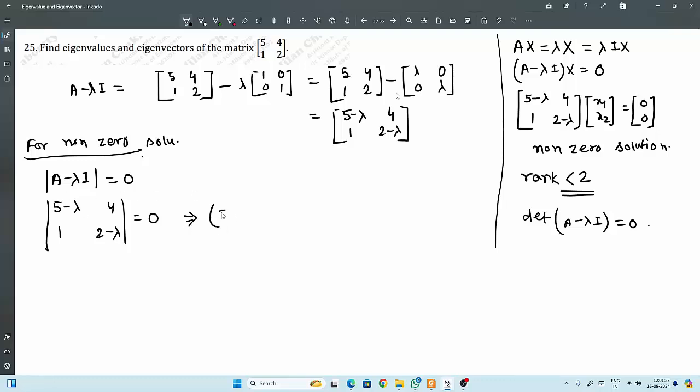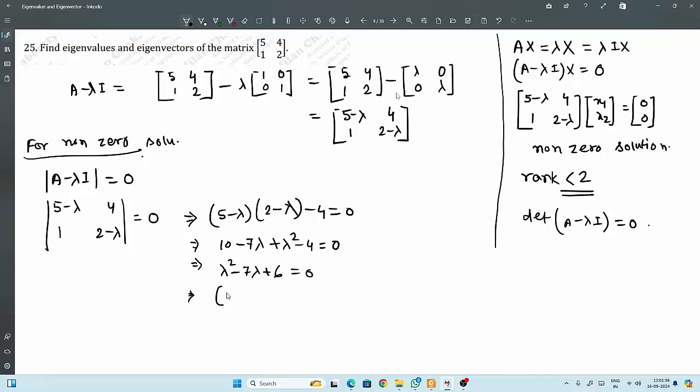Now calculate the determinant. It will be (5 minus lambda)(2 minus lambda) minus 4, and this value is equal to 0. That means it is 10 minus 7 lambda plus lambda squared minus 4 equal to 0, so it will be lambda squared minus 7 lambda plus 6 equal to 0. So you are getting 6 and 1: (lambda minus 6)(lambda minus 1) is equal to 0. That means lambda is equal to 6 and lambda is equal to 1. So these two are the eigenvalues.